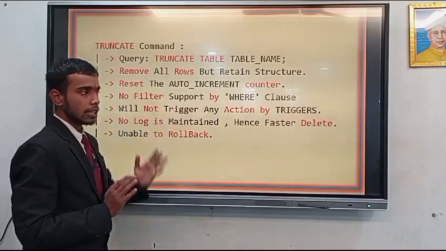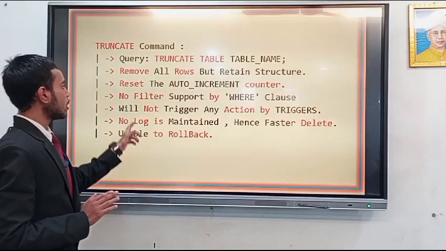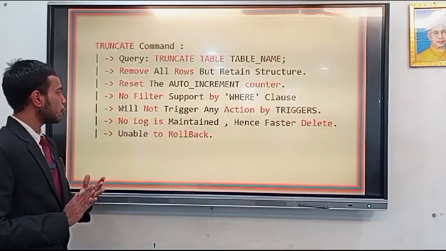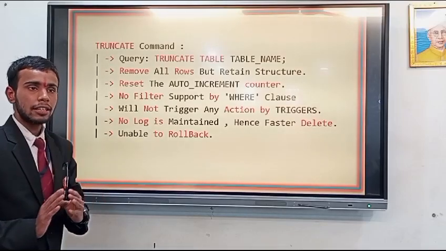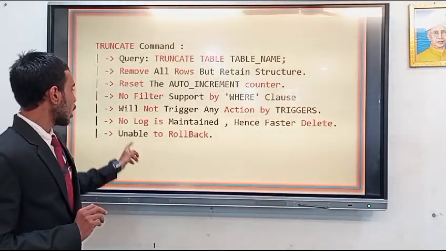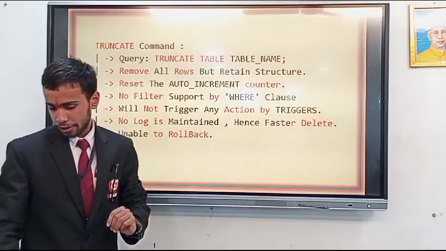No filter support is provided with the truncate command and it will not trigger any action by the help of triggers. Here no log is maintained, so it will cause faster deletion of all rows from the table and so we are unable to roll back it.